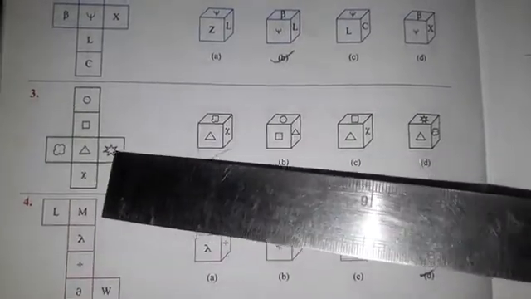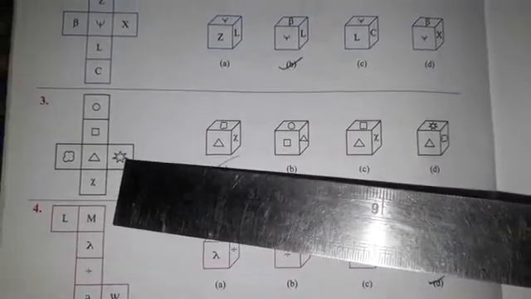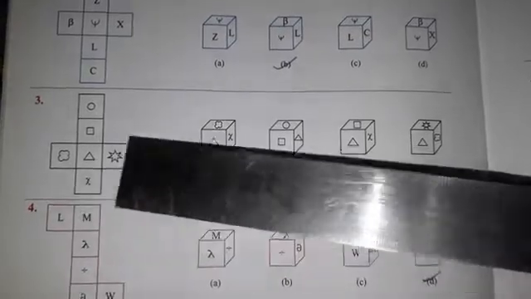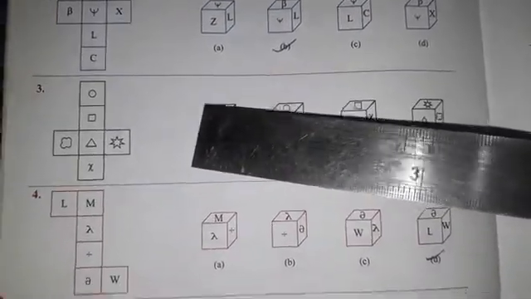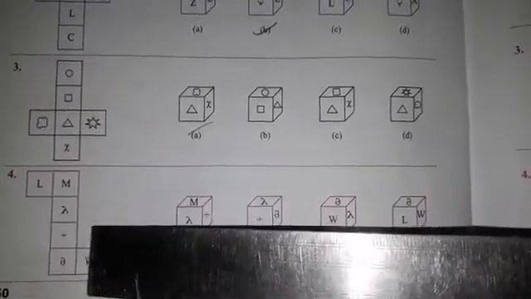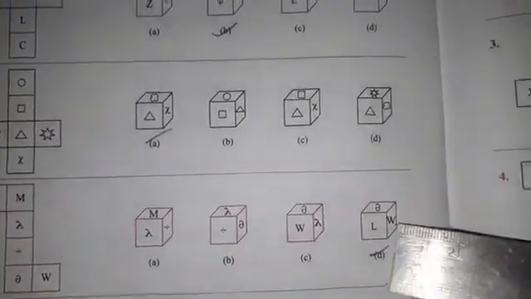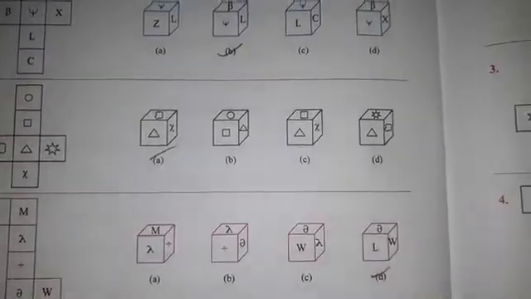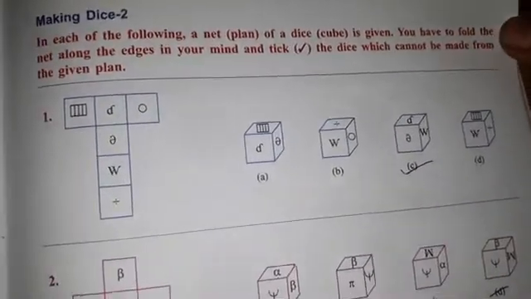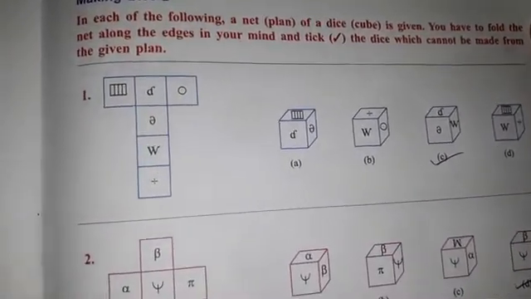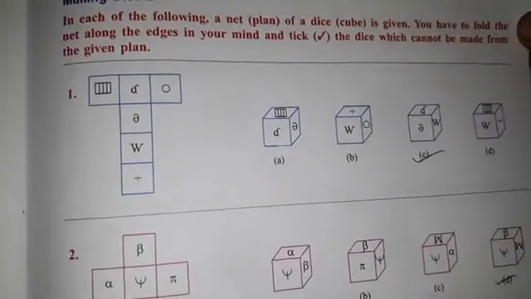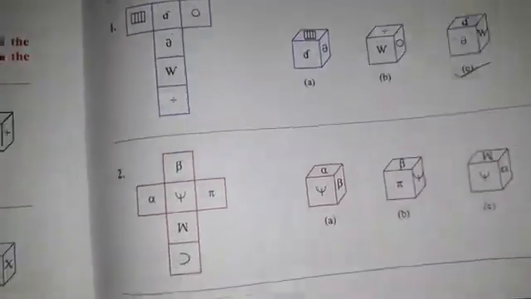So you have to find out which is the top and the bottom, and accordingly you will get the proper dice. Next, number 4, when you fold it, you will get D as the answer. In the same way, number 2 is also there, you will do it on your own. You have to take the correct dice. You have to do it in your mind, you have to fold it.